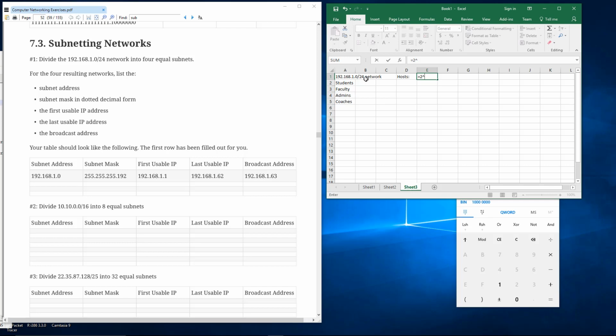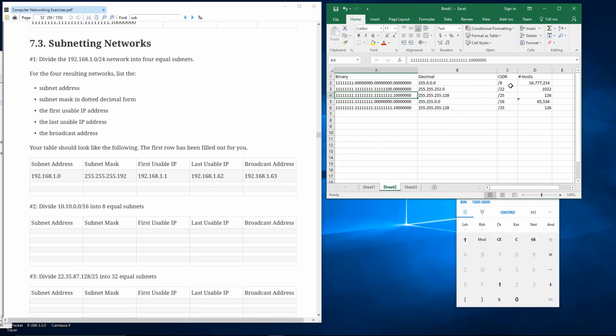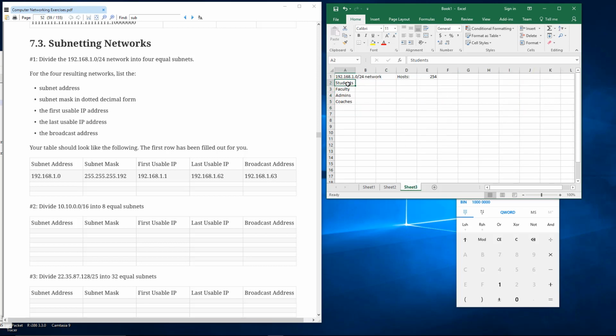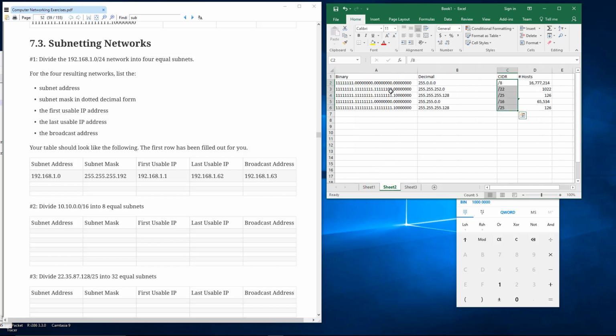32 minus 24 gives us 8, minus 2. So we have 254 computers possible on this one big network, but now we're going to break that one network apart into 4 equal spots. Remember, when our subnet mask goes up, the number of computers we can support goes down because we're breaking it in half. Essentially, every 1 that you add to the subnet mask divides the network in half.